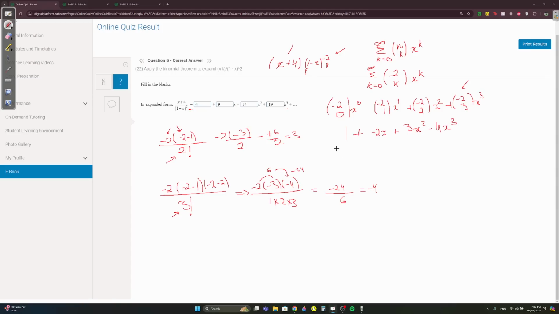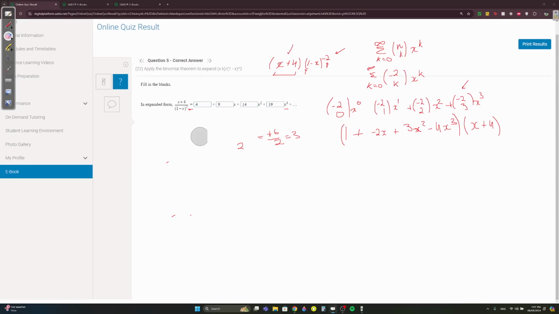x cubed. Did we expand it up until x cubed? Yes. Are we done? No, we're not done. Why? Because we forgot about this x plus 4. So we're going to take this whole thing and multiply it by what? x plus 4. This is a bit easier. So you're just going to take each thing and multiply it there. So I'm going to erase this working here on the side because I need some space.